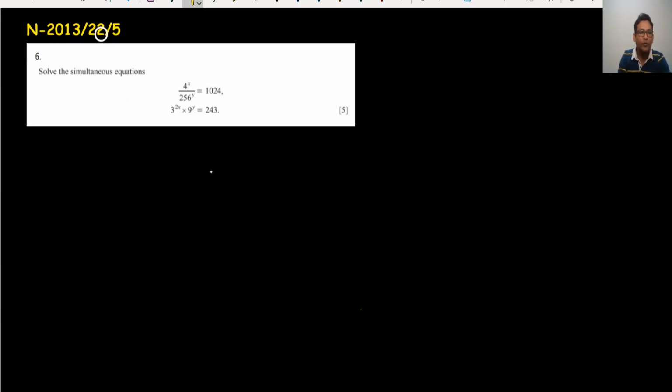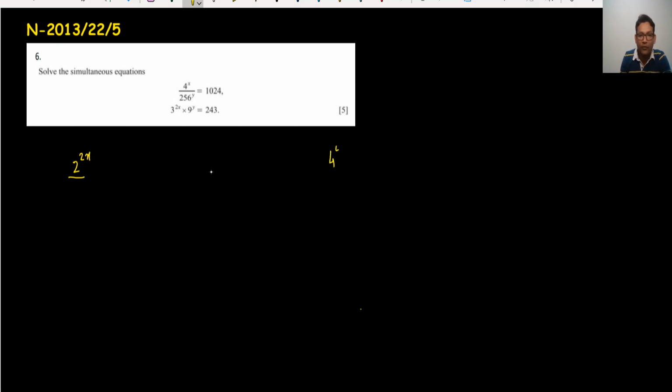Question number 5, paper 2, variant 2, 2013 November. In this question, we have to use simultaneous equations. So we have two equations here. First of all, we have to write 2 power 2x, and we have 256. We can make all the bases base 2, or you can write base 4, it is up to you. 256, when we convert into base 4, is also possible.